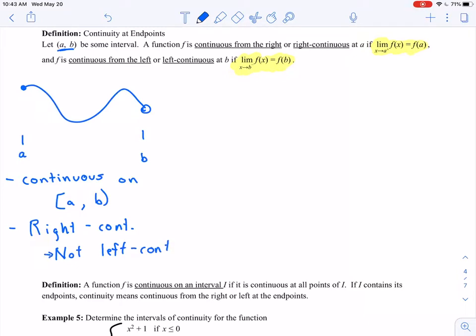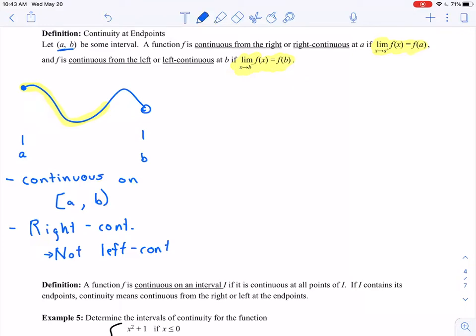And the reason we use those terms, the right and the left, is because if you look at a, when we talk about a right here, we're looking only at the limit from the right-hand side because that's the only part that makes sense. If we're strictly living on this interval right here, a to b, it doesn't make sense for me to talk about the left-hand side of a. It only makes sense for me to talk about the right-hand side of a. So that's why we're using these terms left and right.